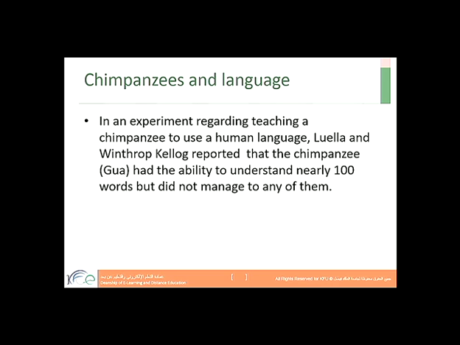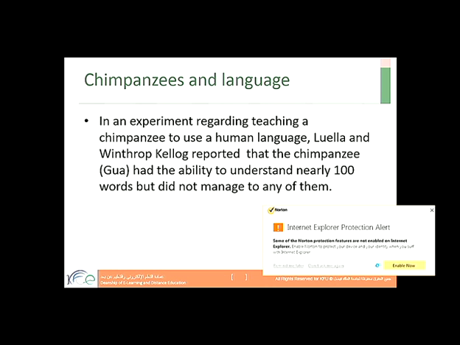As I said, there were a number of experiments conducted on animals, and most of these experiments were done on chimpanzees, gorillas, and apes. In one of these experiments, regarding teaching a chimpanzee to use a human language, Luella and Winthrop Kellogg reported that the chimpanzee, which they called Gua, had the ability to understand nearly 100 words, which is good, but at the same time, this chimpanzee, Gua, didn't manage to produce any one of them. He didn't manage to use them in context. He managed to understand these words, but he didn't manage to produce or utter them.